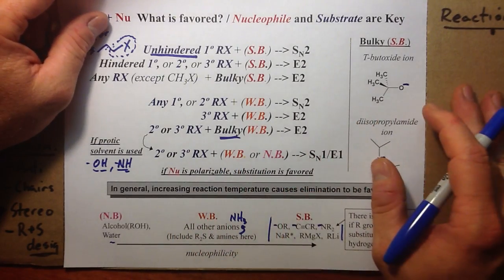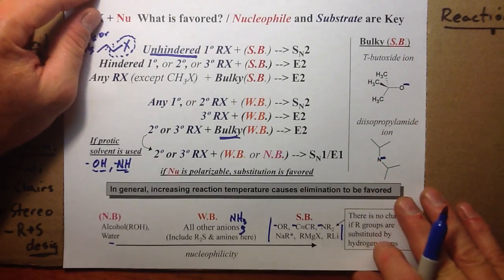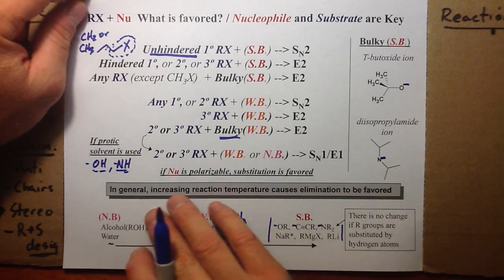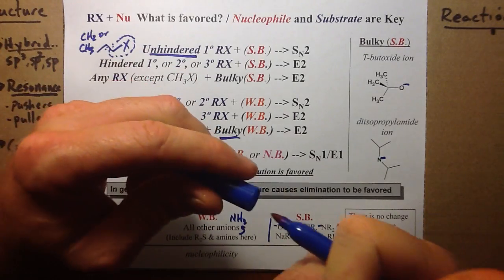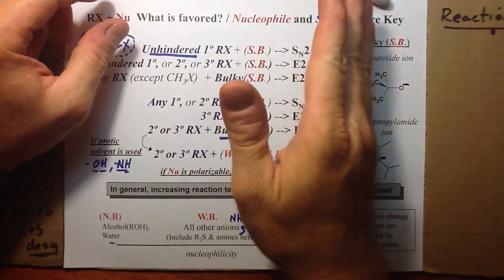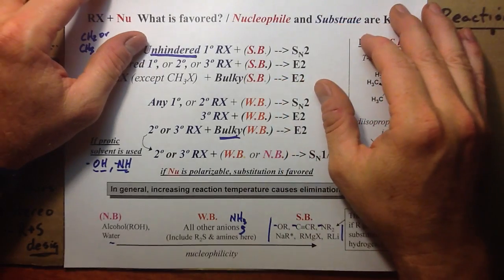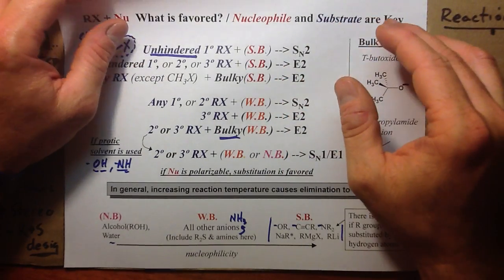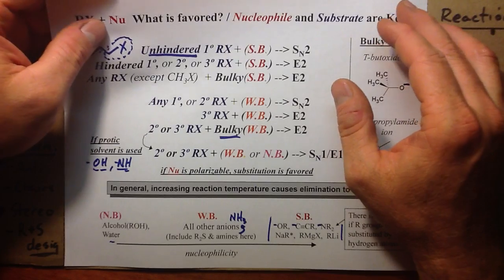I'm going to stop there. It's quite a bit to chew on, but we're going to use this rubric now in the next presentation to not only set the roadmap of where we're going, but also start looking at specifically the SN2 and E2 reactions and how we draw those products.